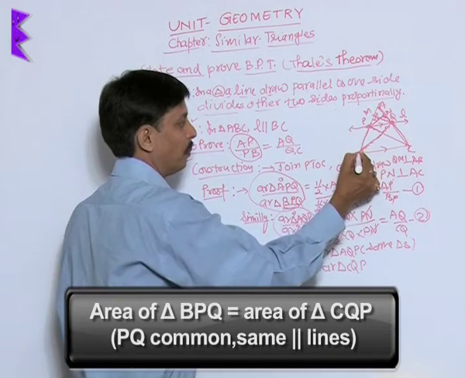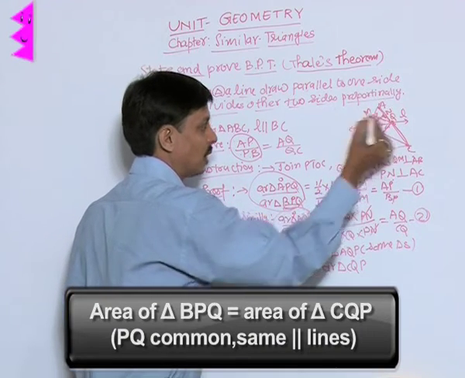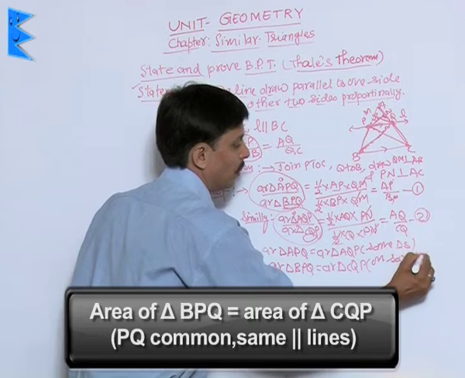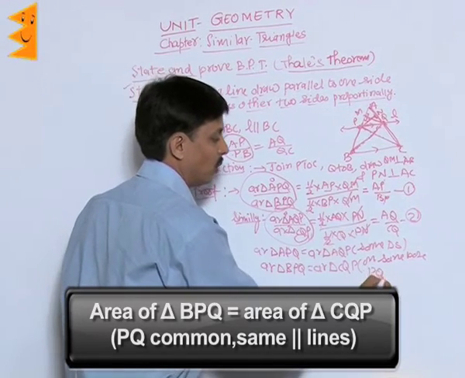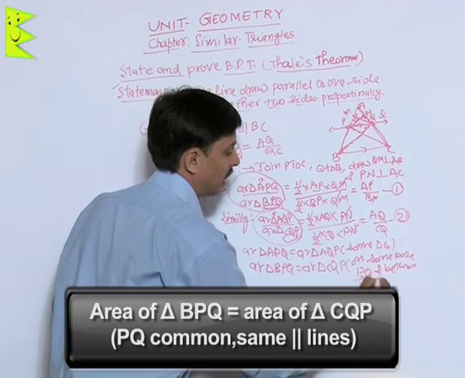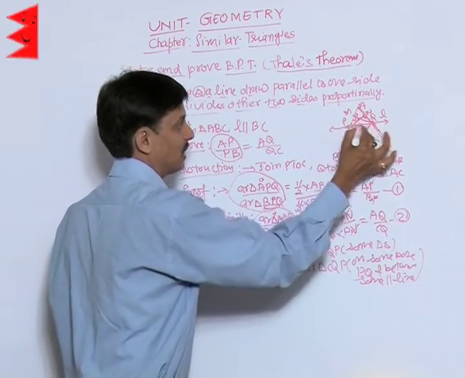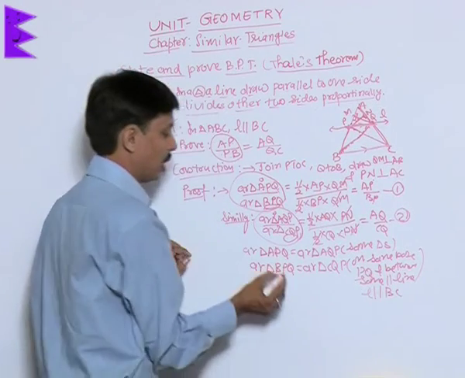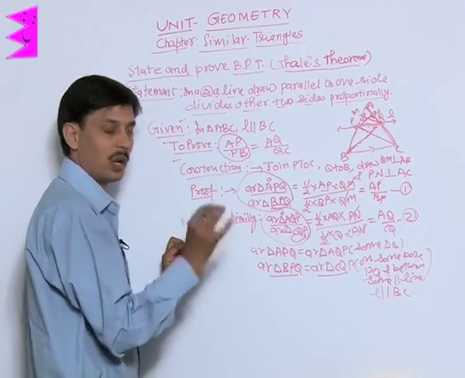What is the reason? BPQ and CQP are on the same base PQ, because PQ is the common base, and between the same parallel lines. What are the same parallel lines? L and BC, as given. L is parallel to BC. So if two triangles are on the same base and between the same parallel lines, then they are equal in area.